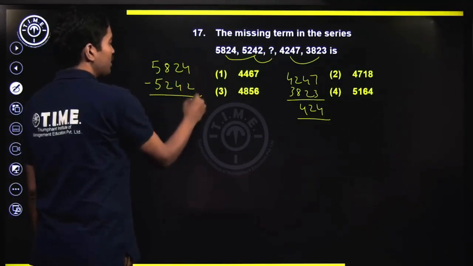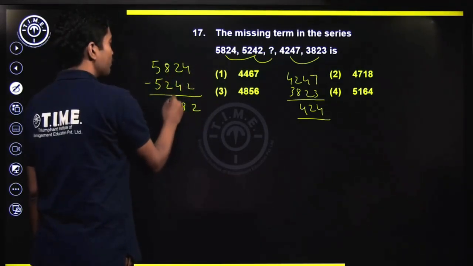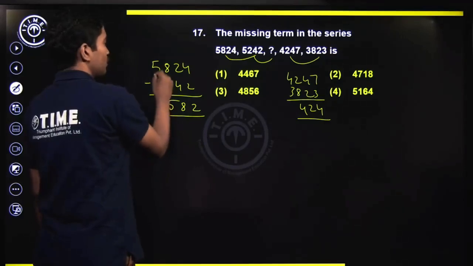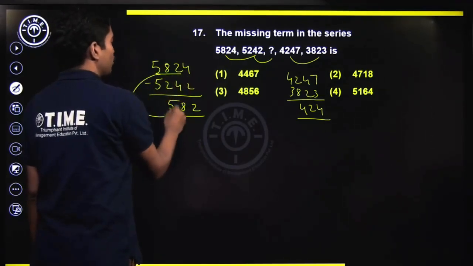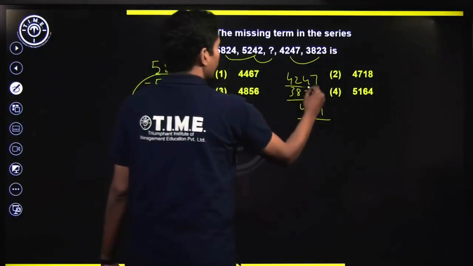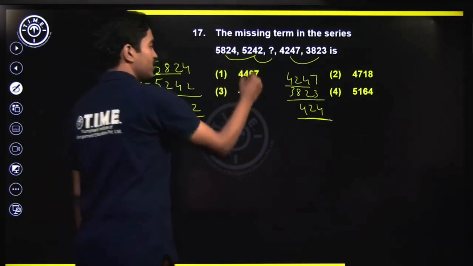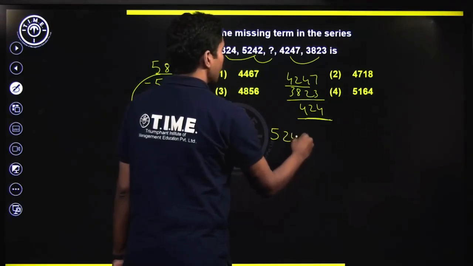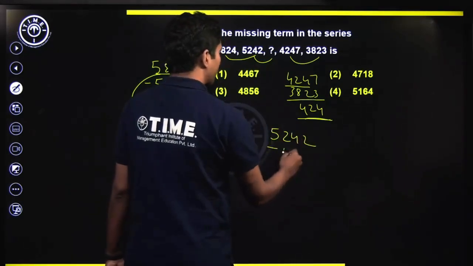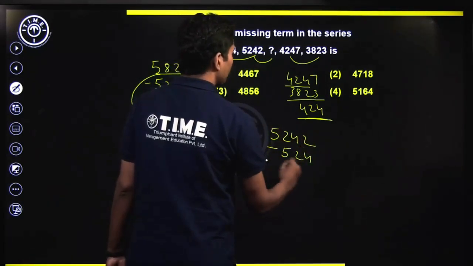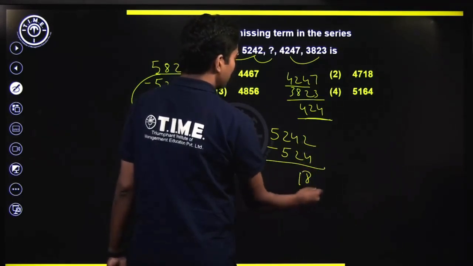5242. 4 minus 2 is 2, 12 minus 4 is 8, 7 minus 2 is 5. All right, so this is what is happening. 5824 minus 582 is 5242, and 4247 minus 424. So what do we do here? We have 5242, from 5242 subtract 524. 42 minus 24, that's 18.